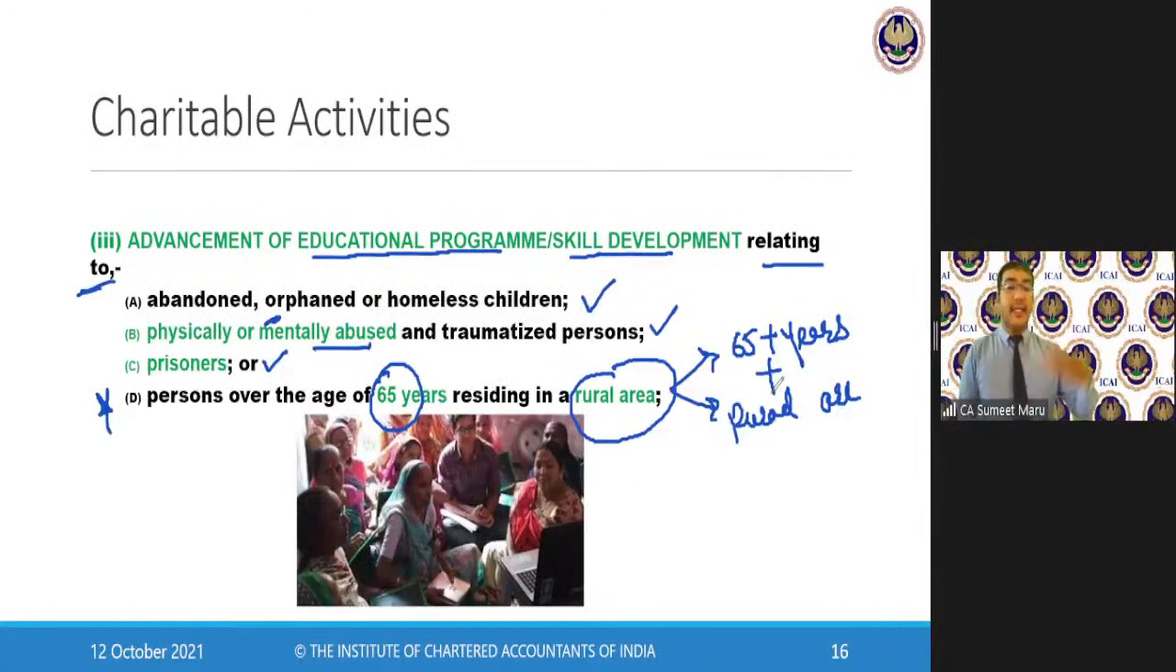Okay, again I'm repeating this. This was the third part of your charitable activity where you are taking the educational program or the skill development program for 4 different kinds of people. First, abandoned, orphan or homeless children; physically or mentally abused or traumatized persons; prisoners; or 65 plus in rural areas. Clear everyone? Yes? Any queries in this?